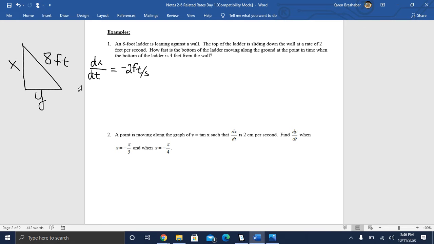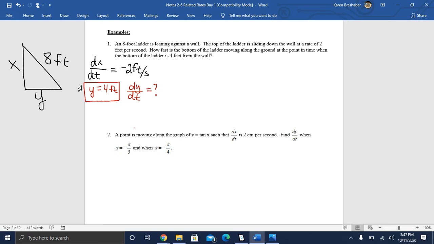And we were given another piece of information, and that is how fast is the bottom of the ladder moving along the ground when the bottom of the ladder is 4 feet from the wall. So I want to know, when y equals 4 feet, what is dy/dt? What is that rate of change of that distance? So this will be my unknown. Now, this y equals 4 is just for a moment in time, but that value of y is changing.